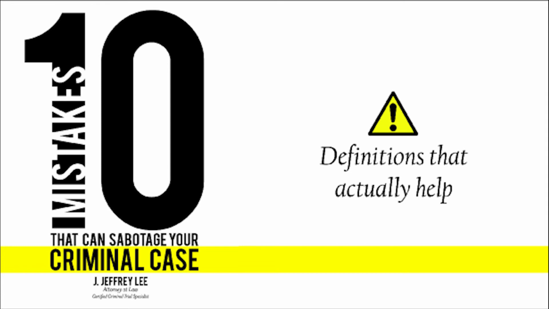Probable cause. Where the facts and circumstances within the officer's knowledge with reasonably trustworthy information are sufficient to believe that a crime is being committed. This is the standard required for a warrant, for making an arrest, or to search property. Probable cause hearing. See preliminary hearing. Probation. A suspended sentence, avoiding incarceration but still having to meet certain requirements.